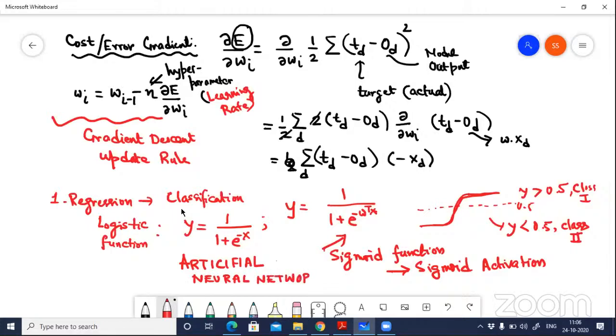So hopefully you see the connection between classical machine learning thinking and artificial neural network thinking. We are using some of the same tools from classical machine learning: what is known as a regression problem is now being converted to a classification problem via an artificial neural network. What is known as a logistic regression problem or logistic loss function, the logistic function, is now termed the sigmoid function, and it's being used to activate neurons, to fire them.